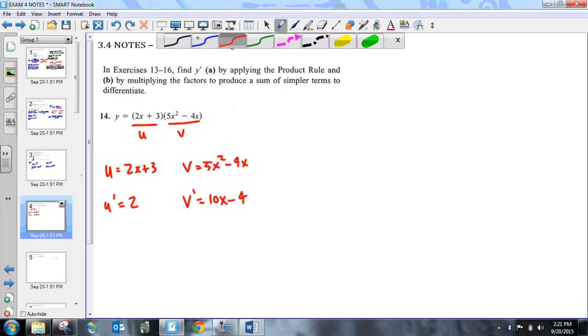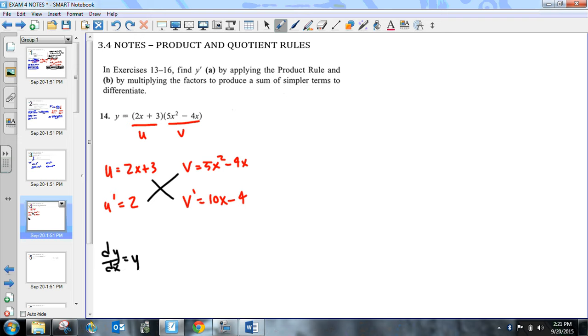If I wanted to use the product rule, I'm going to cross multiply and add them together. So dy dx, which is the same as y prime, these mean the same thing, it's just my derivative, is equal to, let me do 2x plus 3 times 10x minus 4.